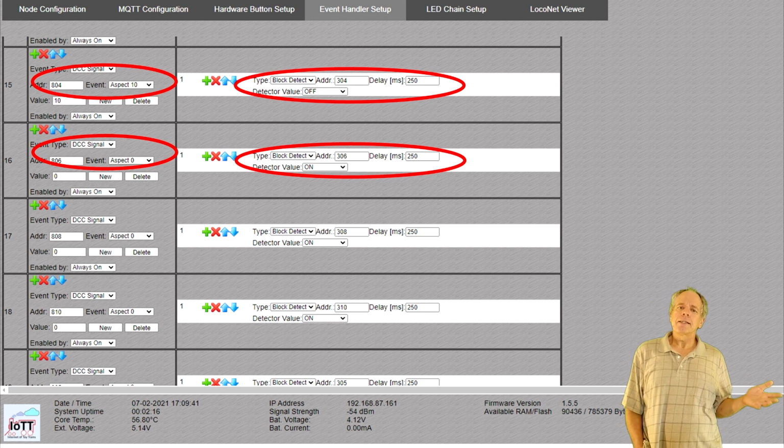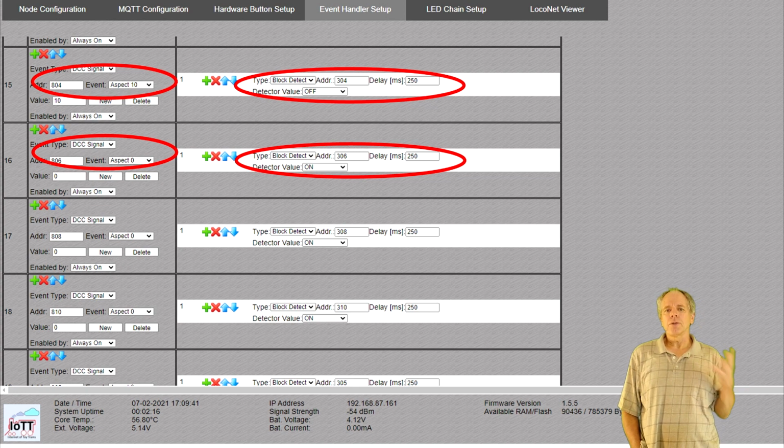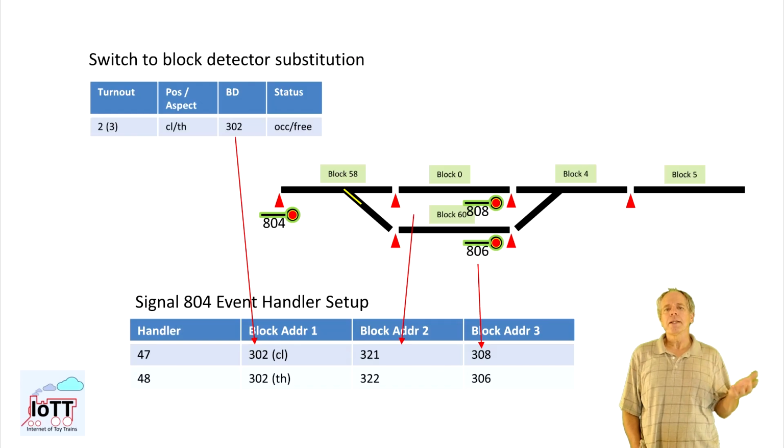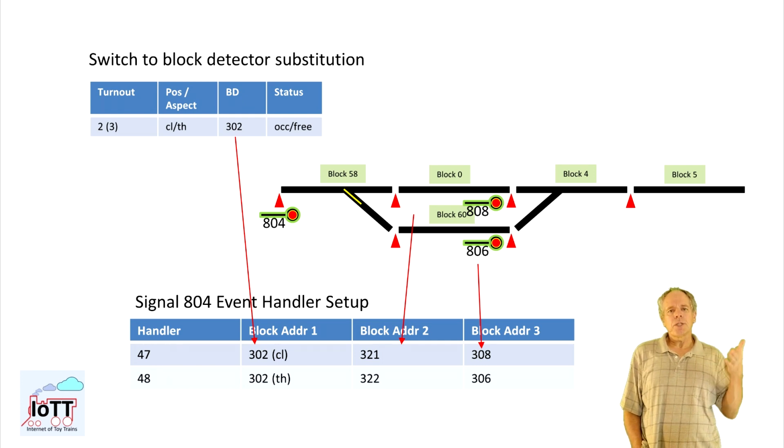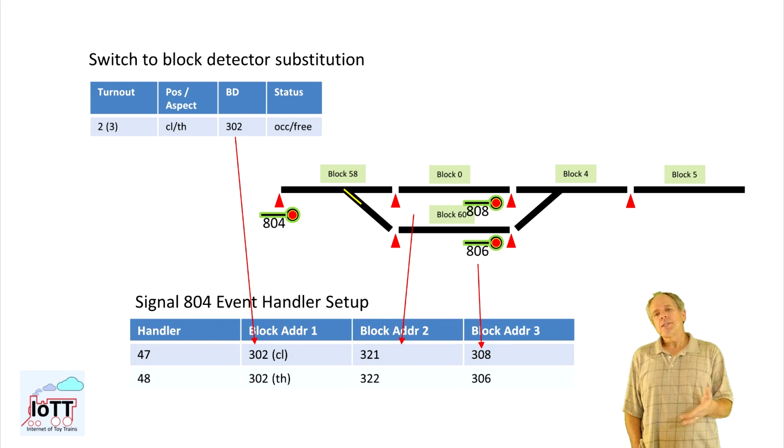And with this little trick, we have it down to 3 block detector variables for signal 804. The first event handler reacts on input 302, which is the turnout position, 321, which is the combined status of block 0 and 58, and 308, which is the current aspect of signal 808.